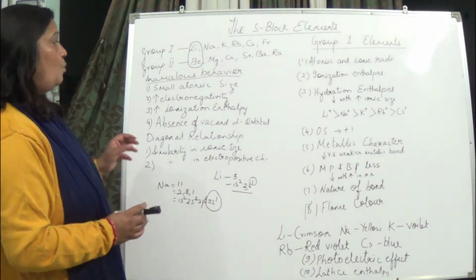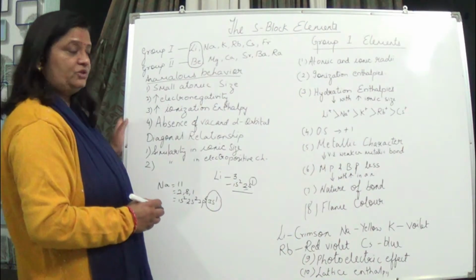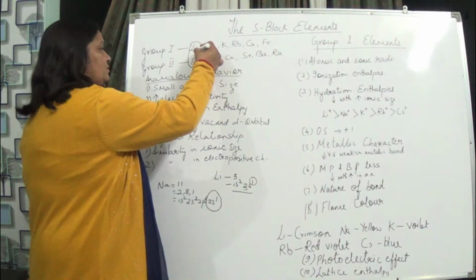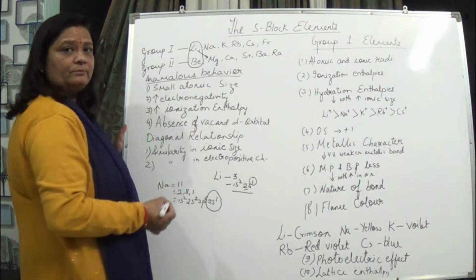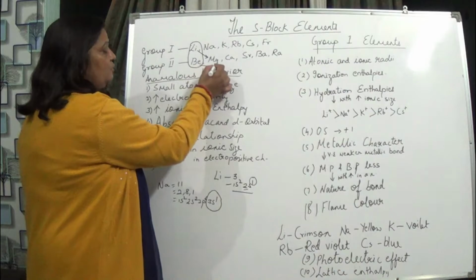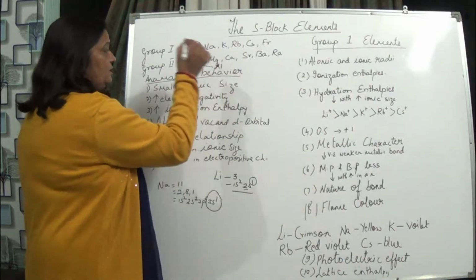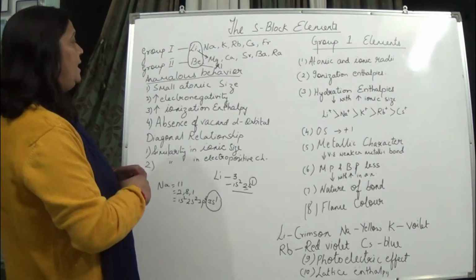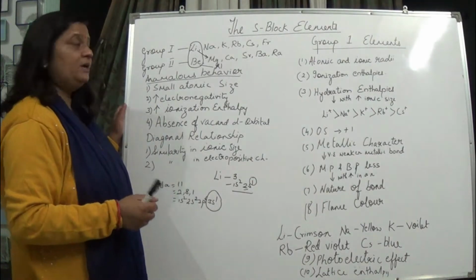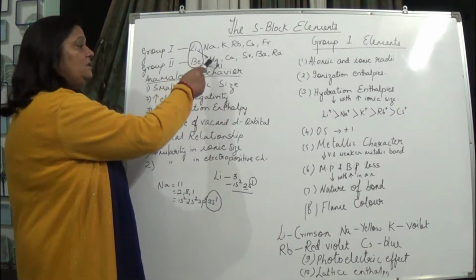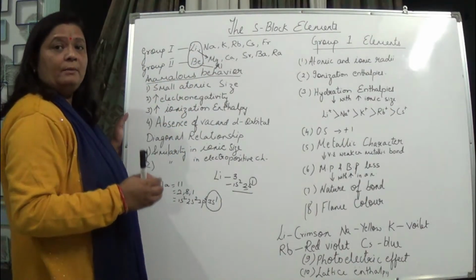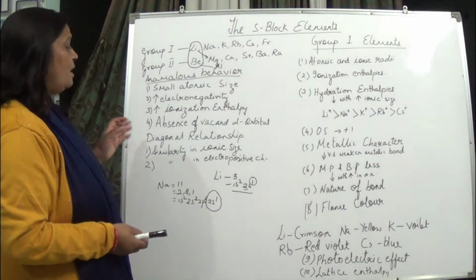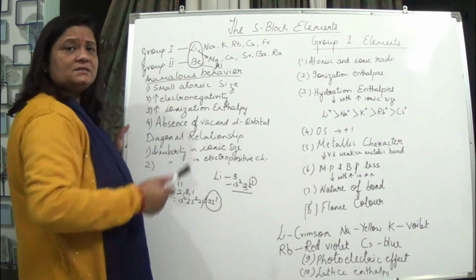Now one thing we see here, the diagonal relationship. Lithium shows diagonal relationship with magnesium. Beryllium will show it with aluminum. So these have the property of showing diagonal relationship. What is this actually? The properties become similar. If we talk about lithium and magnesium, they have more similar properties. Why do they have more similar properties? Because their ionic size is similar.